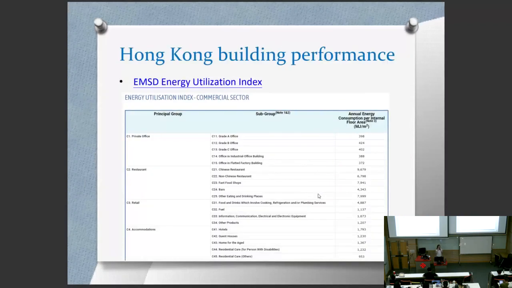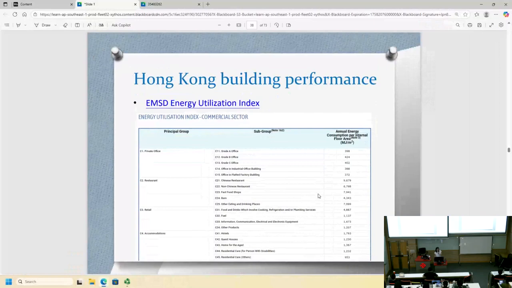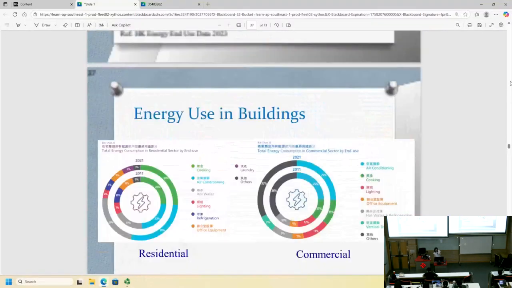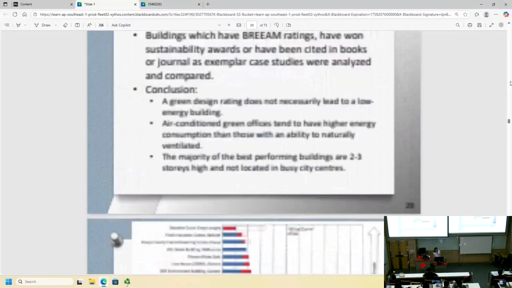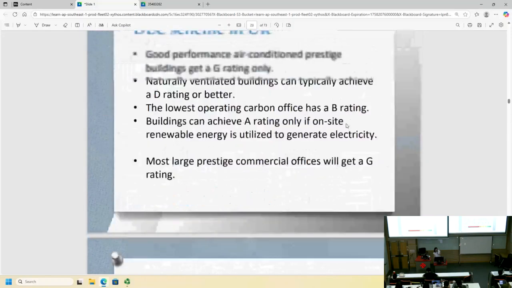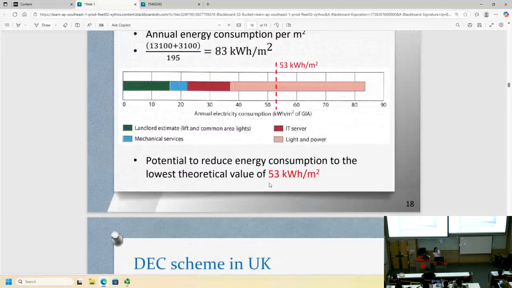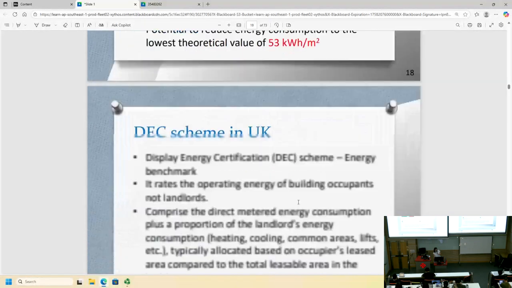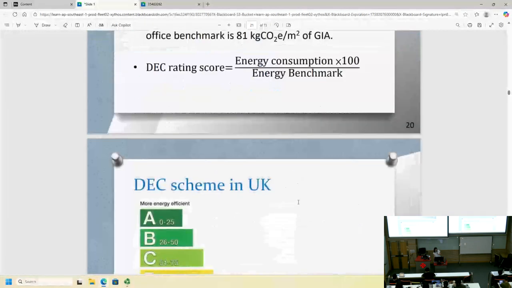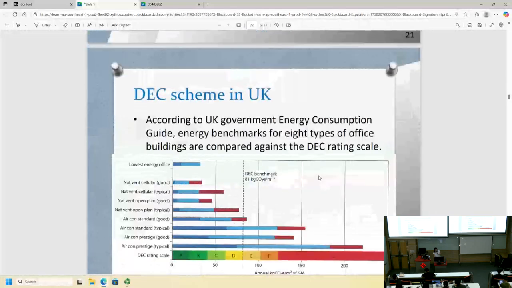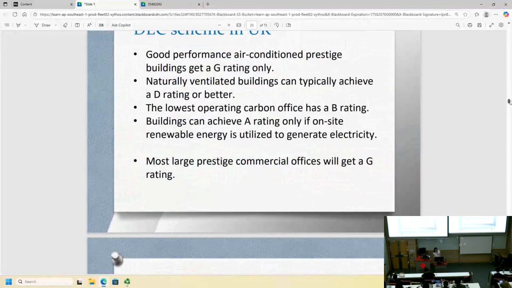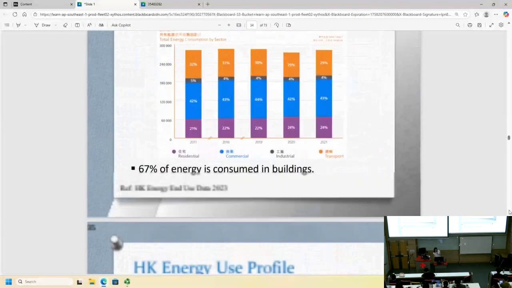Okay, so if you still remember the benchmark for UK building, the lowest energy consumption is 53, right? 53 kilowatt hour per square meter. This is the lowest value. And then, so let's see Hong Kong's performance.